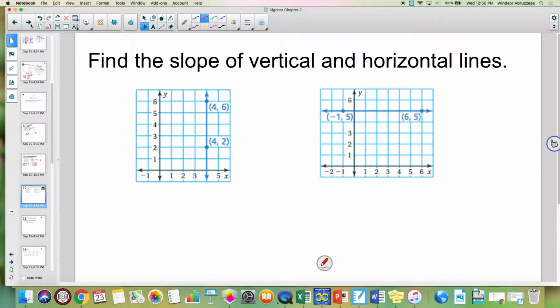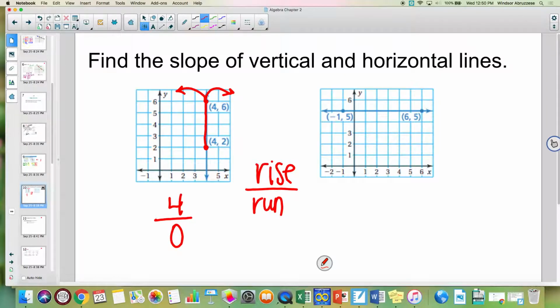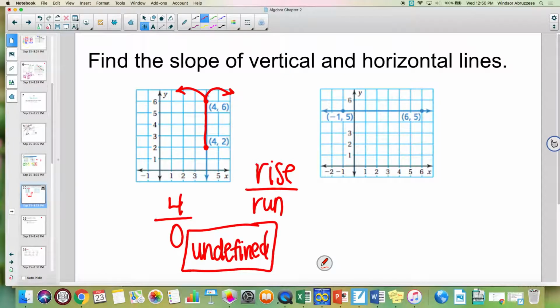The next 2 examples are for vertical and horizontal lines. Again, it's rise over run. So from the coordinate 4, 2 in the first graph, I'm going to rise up, positive. 1, 2, 3, 4. Rise 4. And do I run left or right? No. So that is a 0. Whenever you have 0 in the denominator, that is undefined. If you did it on the calculator, your calculator would say the word error. You could never, ever have 0 in the denominator.